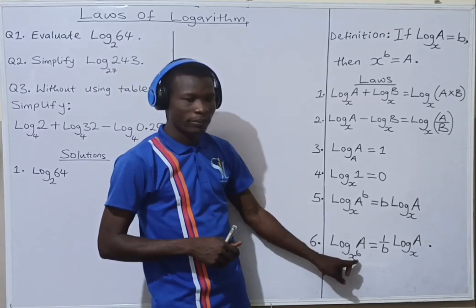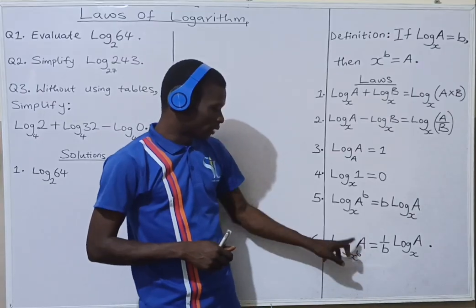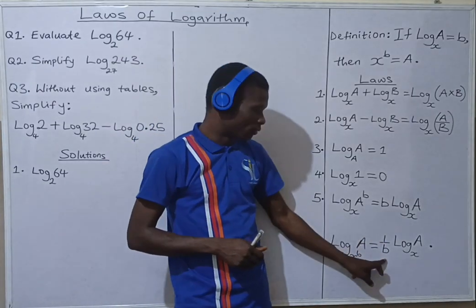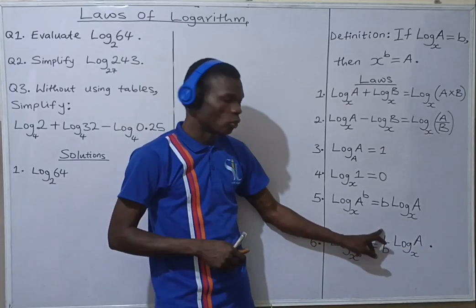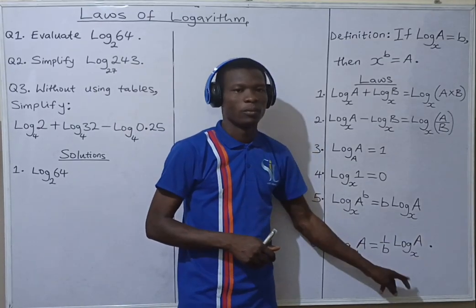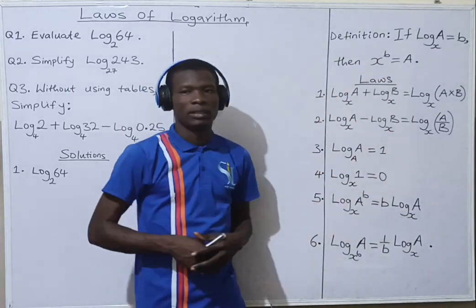So what happens when the base is the one carrying the power? The power still comes behind, but instead of multiplying the log as b directly, it is going to multiply the log as 1 over b. So that's why we're having 1 over b log a to base x. So these are the laws of logarithms, including the definition.